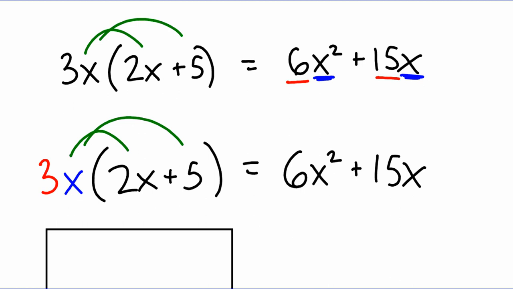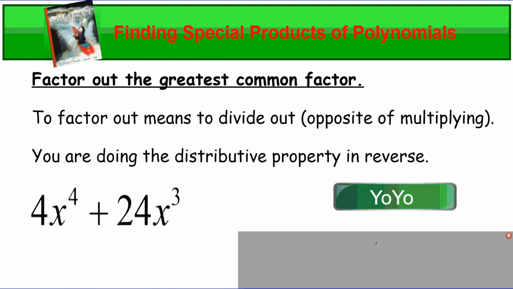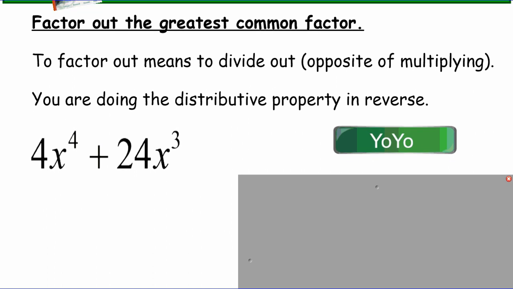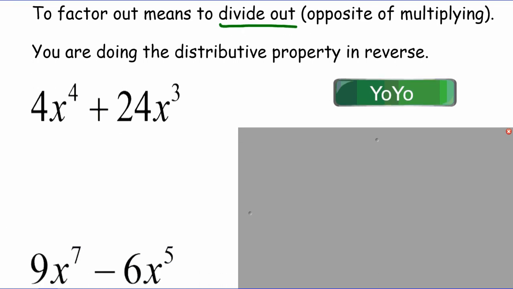So what we're trying to think through here is, well, multiplication, distribution is the forward process. We're going to be doing the beginning of division. And in quadratics, we call that factoring. So we're going to be factoring out, which means to divide out. It's the opposite of multiplying. We're doing the distributive property in reverse. So let's give it a try.